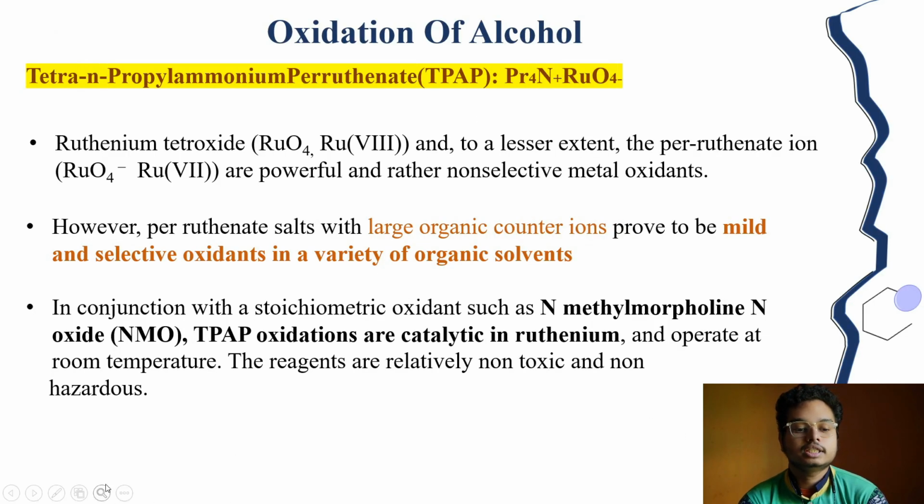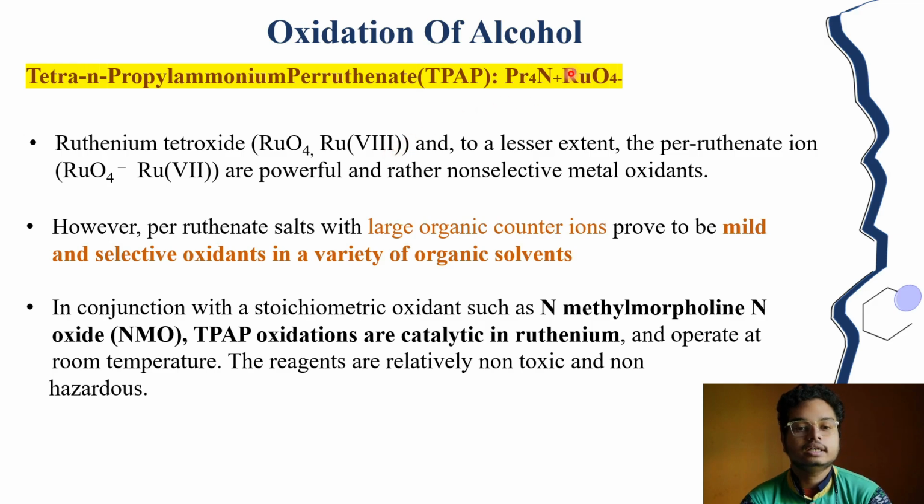So the metal based oxidation reagent is tetra-N-propyl ammonium perruthenate. This is the TPAP based oxidation and the structure is this, and here the ruthenium metal is present. Ruthenium tetroxide is RuO4, and to a lesser extent the perruthenate ion, RuO4 minus, where the oxidation state of ruthenium is 7, are powerful and rather non-selective metal oxidants. This ruthenium tetroxide is a very powerful metal oxidant which actually oxidizes alcohol to acid.